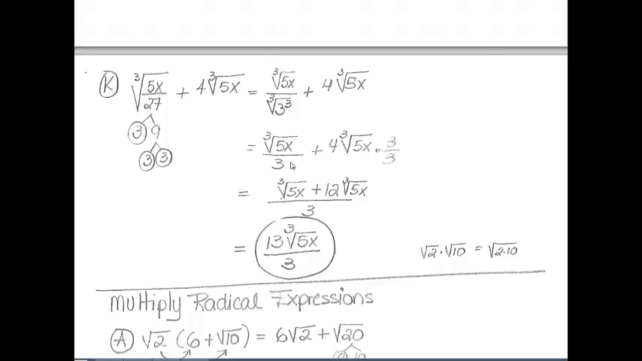But now that I'm closer to getting an answer, I decide to combine these two, but I need to find a common denominator, so I multiply the second one by 3 over 3, and that will give me 4 times 3 is 12, cube root of 5x. I brought this down. Can I combine these two? Yes, I can. Remember, there's an invisible 1 right here.